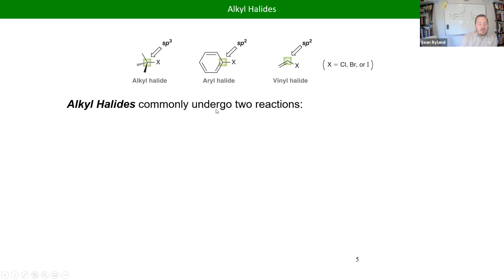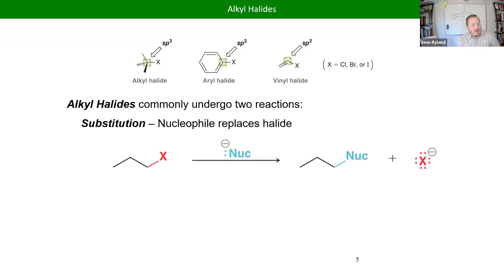And the nice thing is they really only go through two reactions, which means we don't have a lot of reactions to learn. Other functional groups have a much longer list of possible reactions they can go through. Alkyl halides only really go through two reactions. The first of which is substitution. And essentially what you do in a substitution is exactly what it sounds like. You take your alkyl halide, you pull the halide off, and you replace it with something else, with a nucleophile.